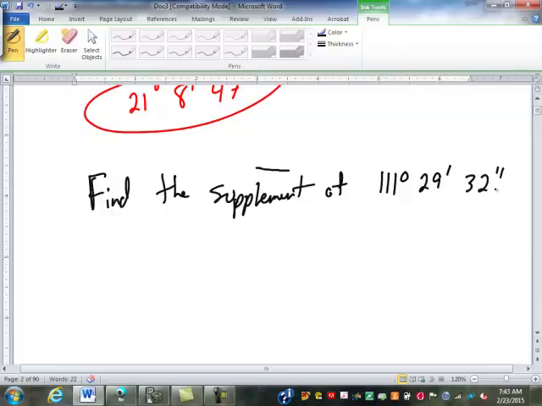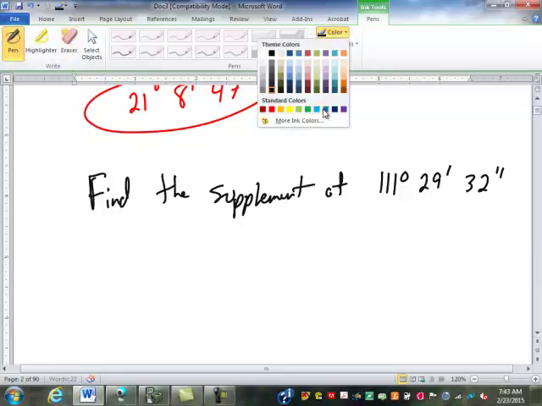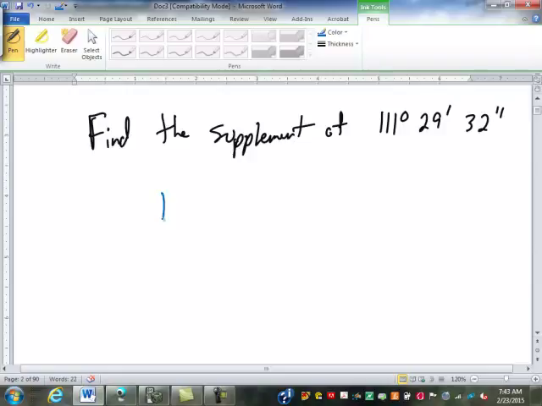What's it change when I ask for the supplement? What does that mean? We're looking at 180 degrees instead of 90 degrees. So this would be 180 degrees, and again, we still have to add in 0 minutes, 0 seconds, and subtract 111, 29, 32.